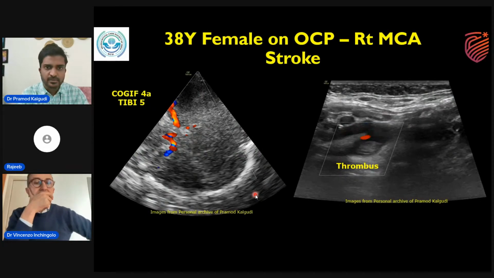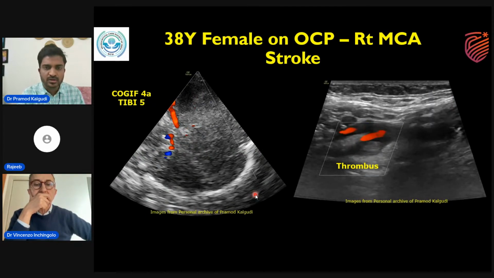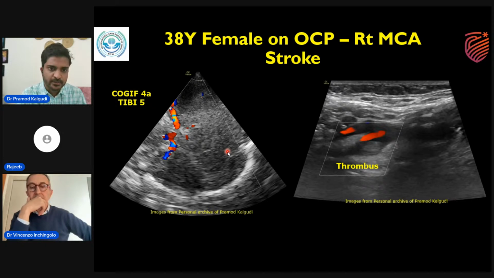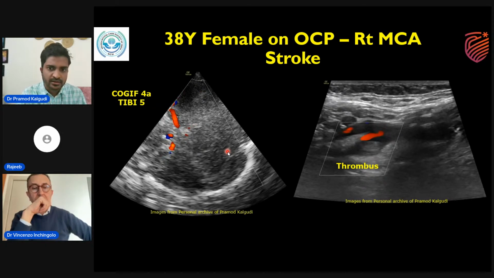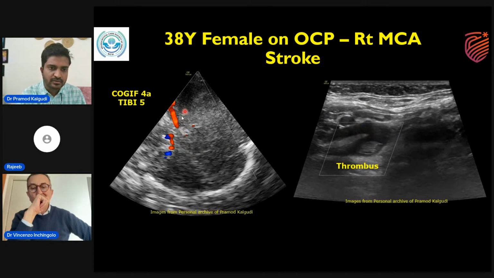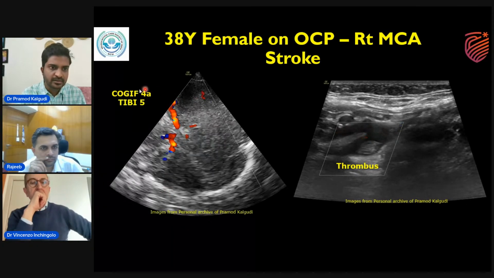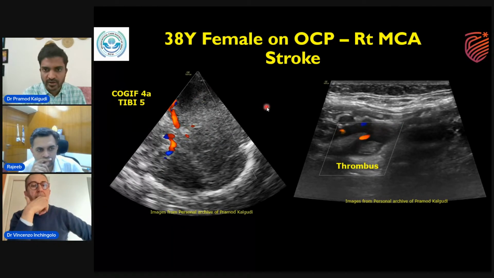So this is a young female who was on oral contraceptive pills and came in with a history of stroke. When we did the TCCD in this patient, we found that the MCA velocities on both sides were more or less equal, and the TB or the COGIF grading was 4A.